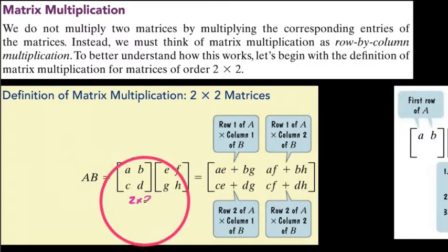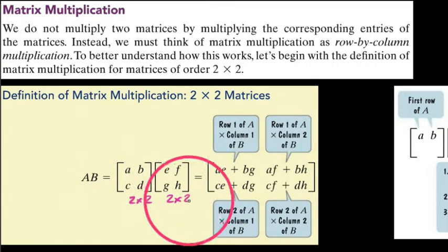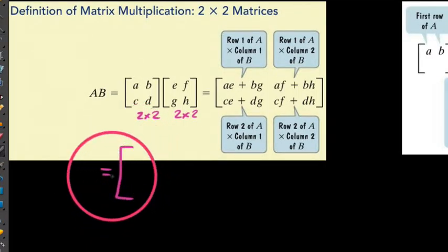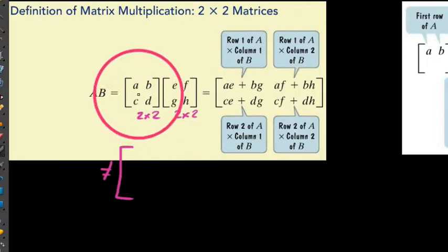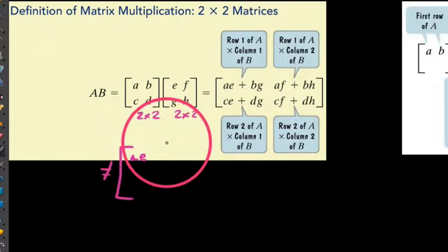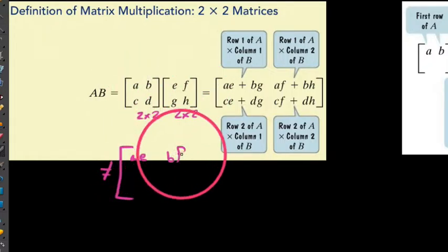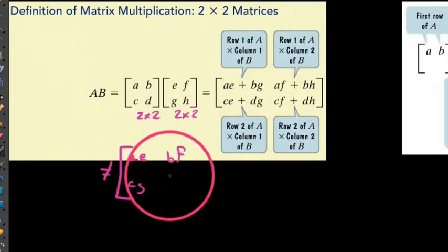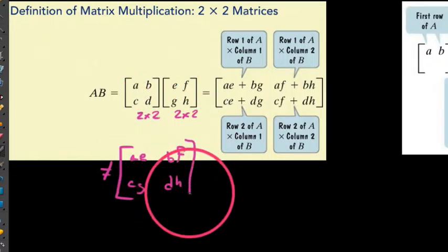The thing is, we don't just multiply them component wise. That is to say that we do not get this matrix, and let's go ahead and write this here. We do not equal A times E in the first top corner here, B times F, C times G, and D times H here. We would not get this product ever.